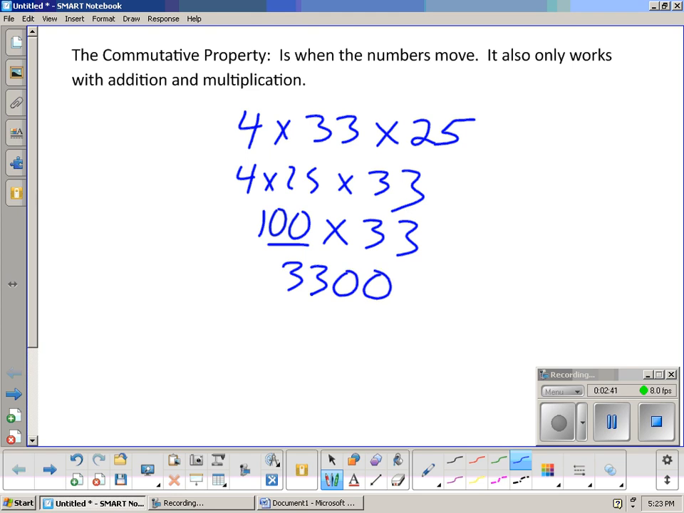So here, all we did again was switch these numbers. When you're going to sit there and ask me, does it have to be the last two numbers? No, it doesn't have to be the last numbers. My problem just did that.